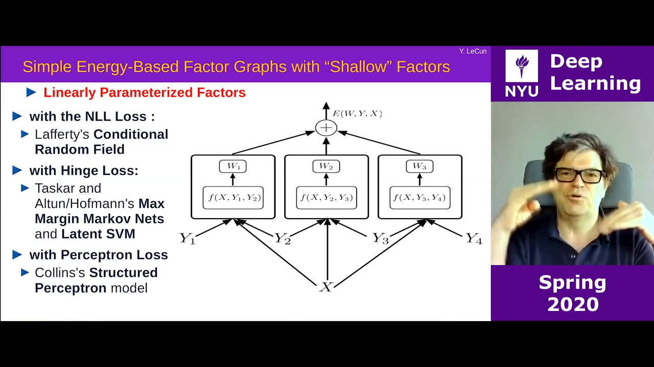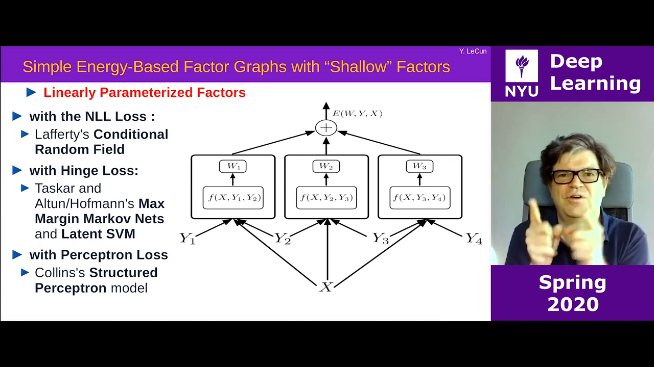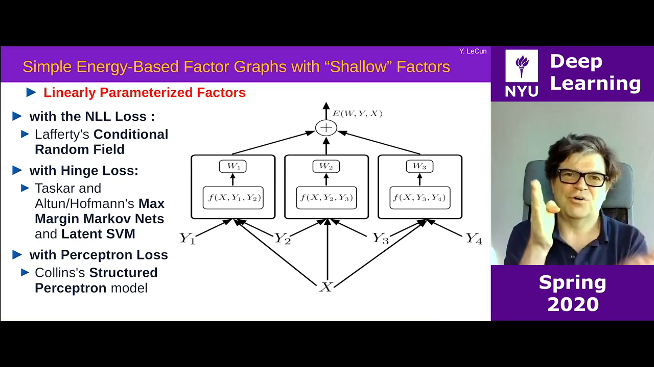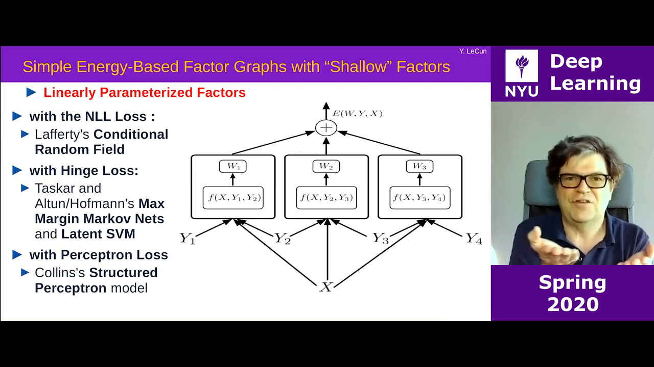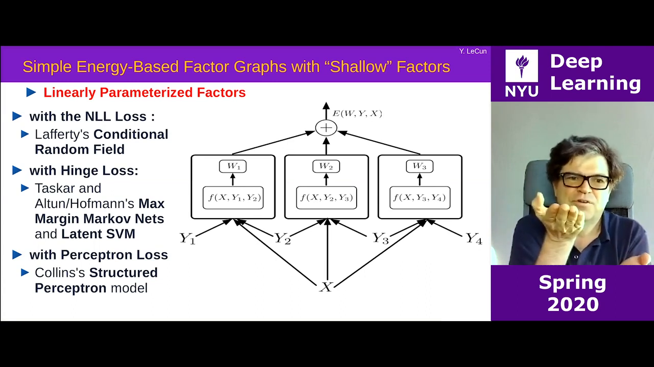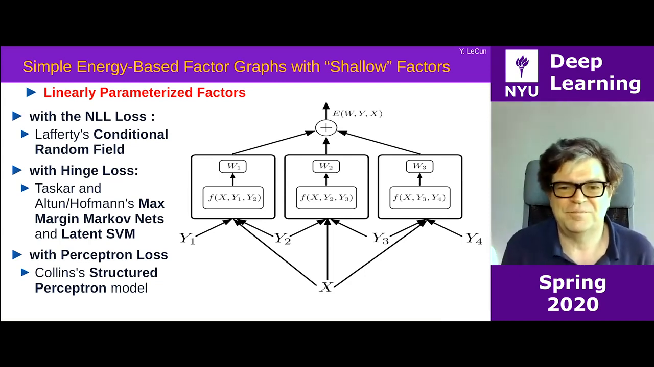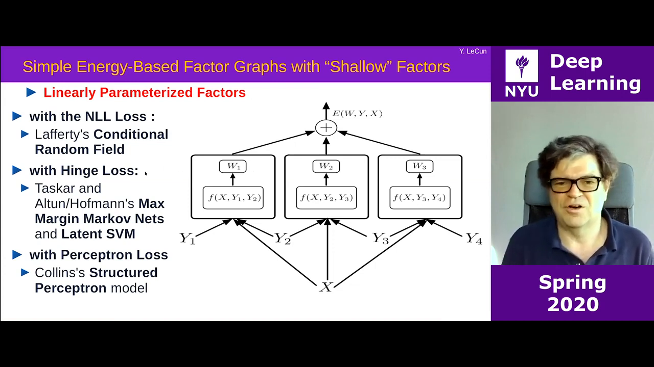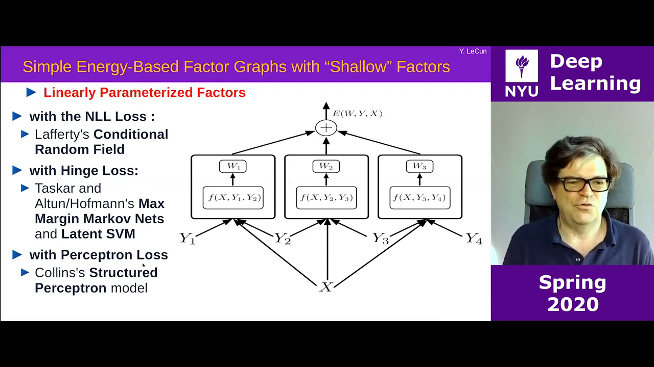The way I push up and push down is I put the difference of those two energies in a hinge loss, so that the hinge will push the energy of the correct answer to be low and will push the energy of the most offending incorrect answer to be higher by at least some margin. That's called a maximum margin Markov net. If you regularize the weights with least squares, and if you have this kind of linear parameterization of the energy terms, you can also use the perceptron loss.